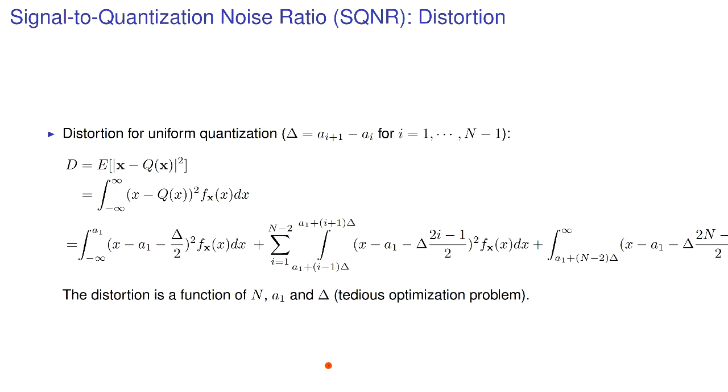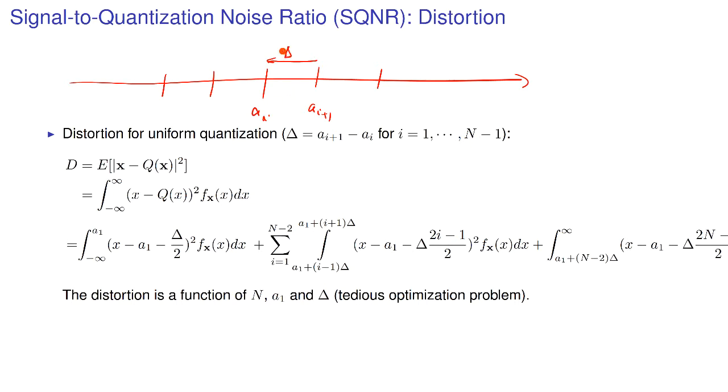So what we said is that for a uniform quantizer, we have the x axis, and then we divide it into intervals. So let's say this is a_{i+1}, and this is a_i, and this distance is delta. If we want to calculate the distortion, or the denominator of SQNR, we have to calculate this integral.